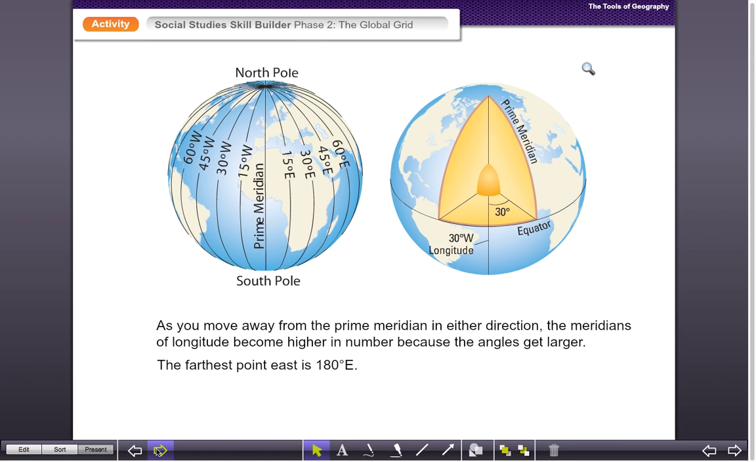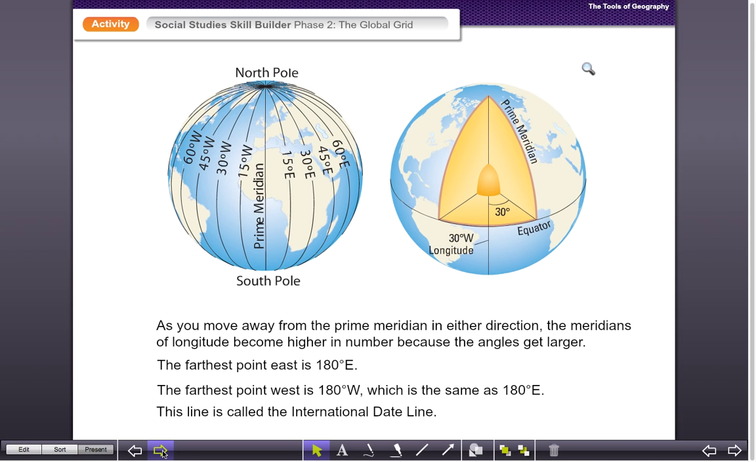The farthest point east is 180 degrees east, and that would then bring us all the way back around the other side of the world to the other side of the prime meridian. Farthest point west is 180 degrees west, which is the same as 180 degrees east. So they basically meet at that point. This line is called the international date line. So where 180 degrees west and 180 degrees east meet, this line is called the international date line.